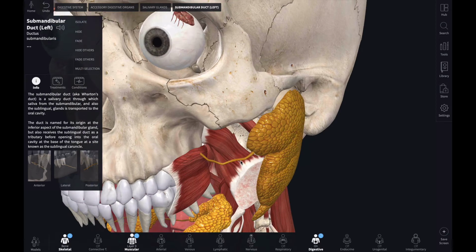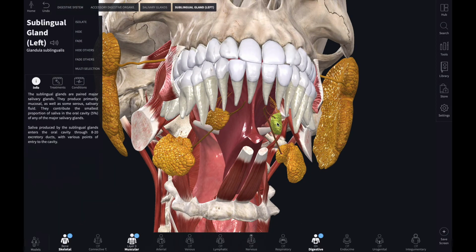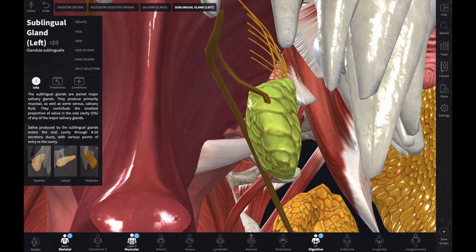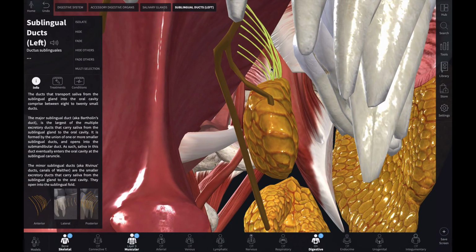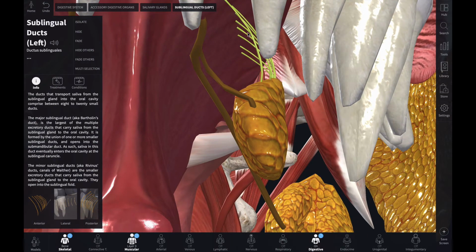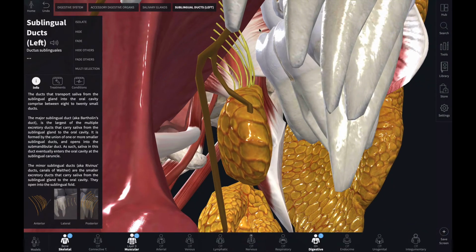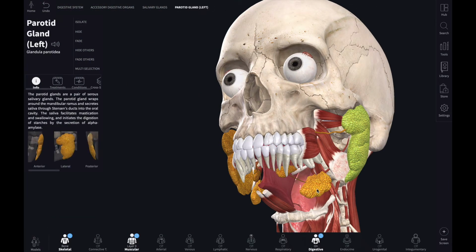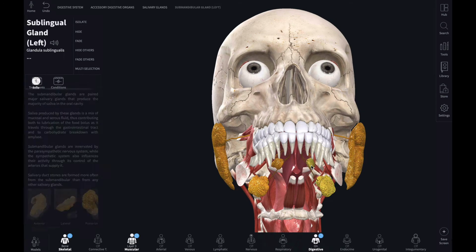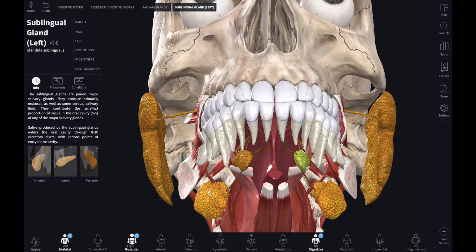Then the third gland is the sublingual gland. Just by the side of the tongue, you see there are some 13 to 14 ducts. These are called ducts of Rivinus, and they also open by the side of the tongue. So these are the three glands: the parotid gland, submandibular gland, and the sublingual gland. These are the three glands present in the oral cavity, in the face.